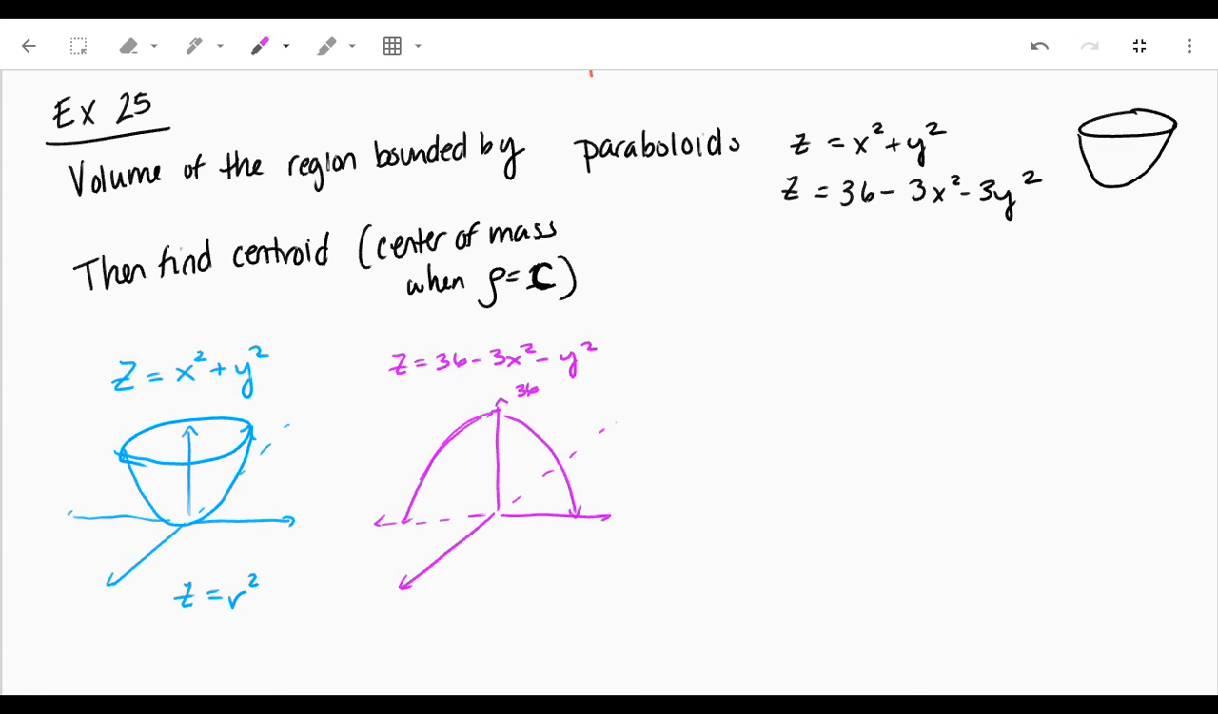Then if we make y 0, we have z equals 36 minus 3x squared, so that's another parabola just with a different stretch factor. It'll be a little bit skinnier, so it's kind of that shape to it.